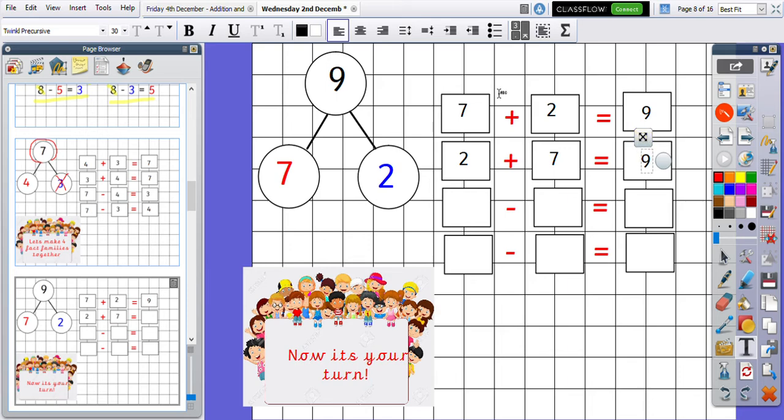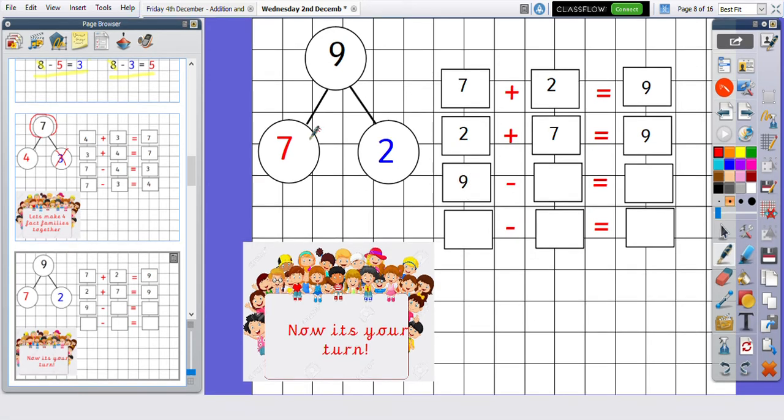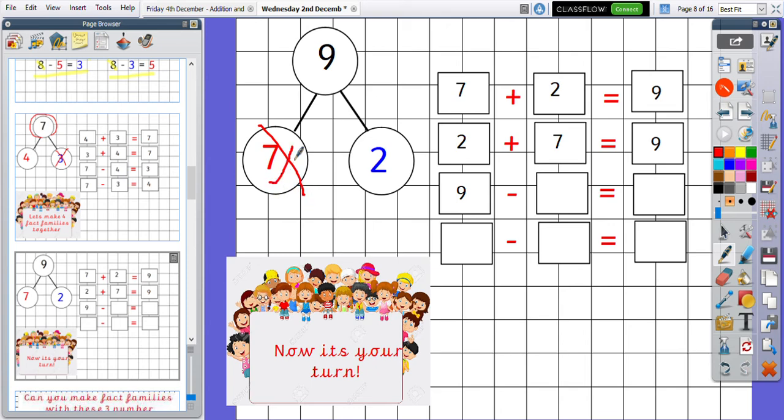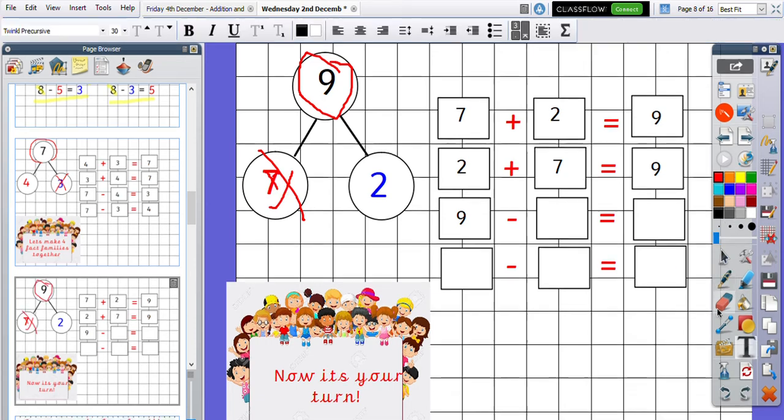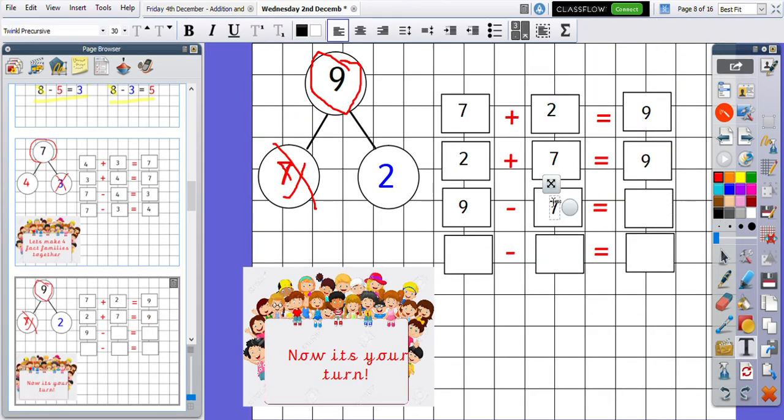Now I'm on to my subtraction sentences. So, remembering what I said before, my biggest number, my whole number, needs to go at the beginning because I can only take away from the biggest number. So my 9 is going to go at the beginning, and I'm going to take away 7. So I've started with my 9, and I've taken away my 7. Okay? So I'm going to take away 7 in that box. And then I'm left with my number, which is here, which is going to be the 2.